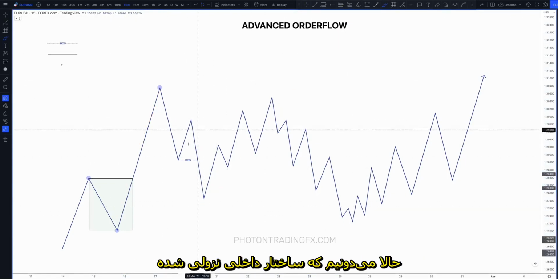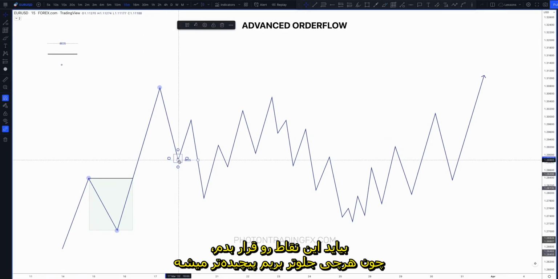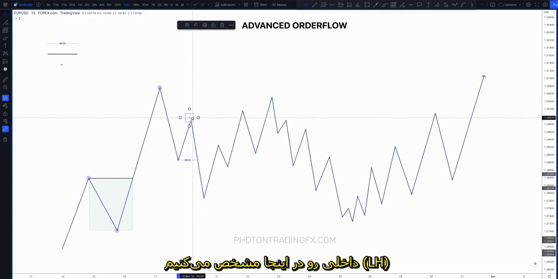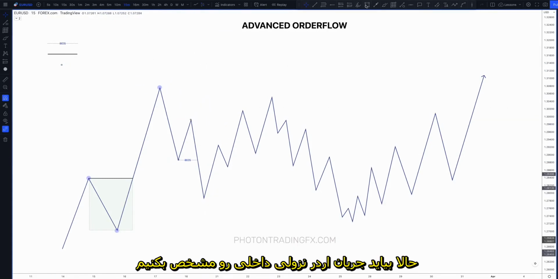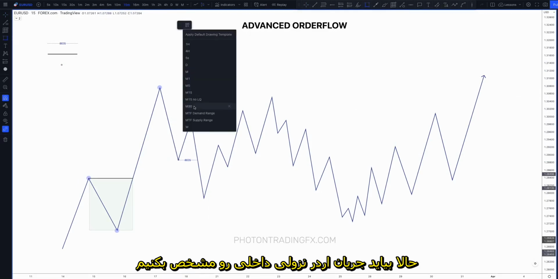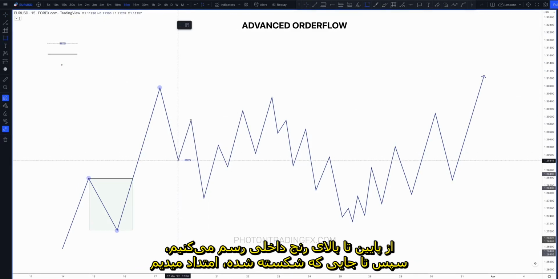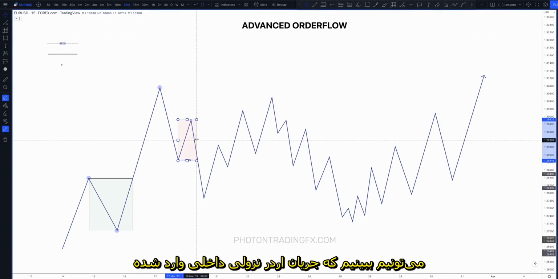Okay, cool. So we now know that the internal structure has shifted bearish. So let's put on our little dots, because this will help as things get a little bit more complex as we go along, right? So we can draw on our internal lower high there. And now let's start to draw on the bearish internal order flow. So from the low of the range to the high of that internal range, and then drag it across to where it gets broken. So we can start to see that internal bearish order flow kicking in.